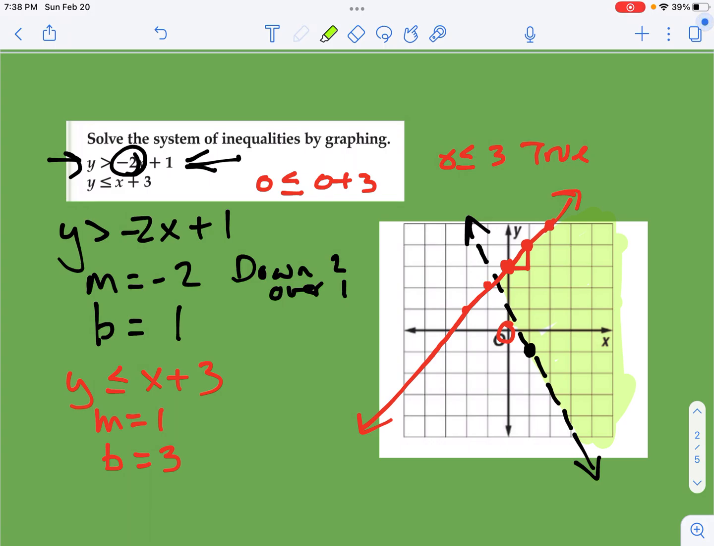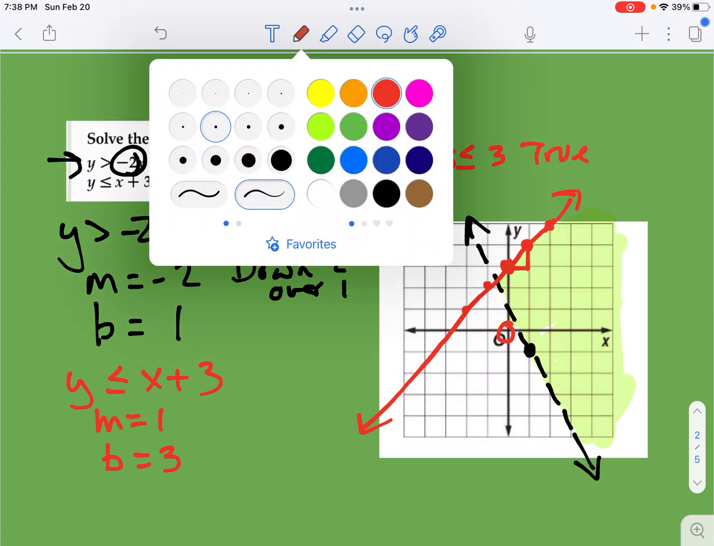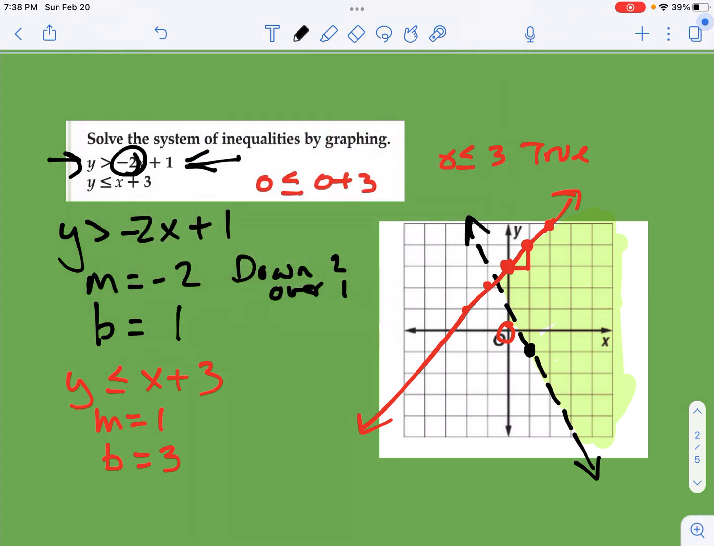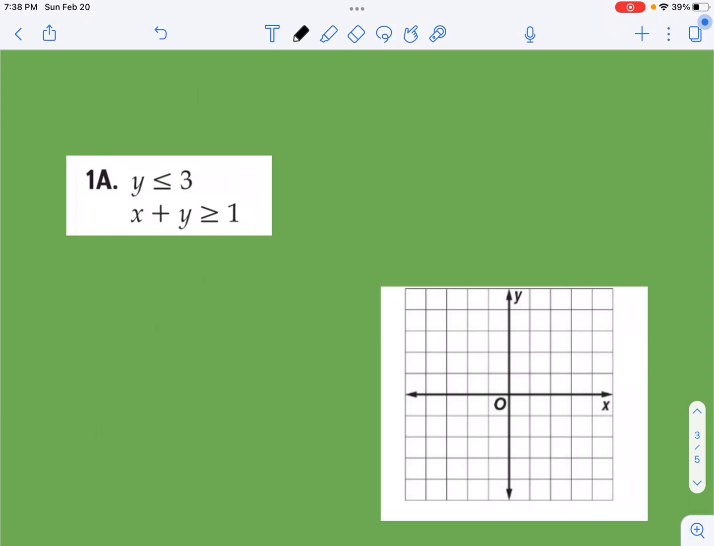All of your solutions for this system of equations are going to land in this area right in here. So that's kind of the idea of how these systems of inequalities work. All right, so let's do another one. We can go through this one a little quicker probably.